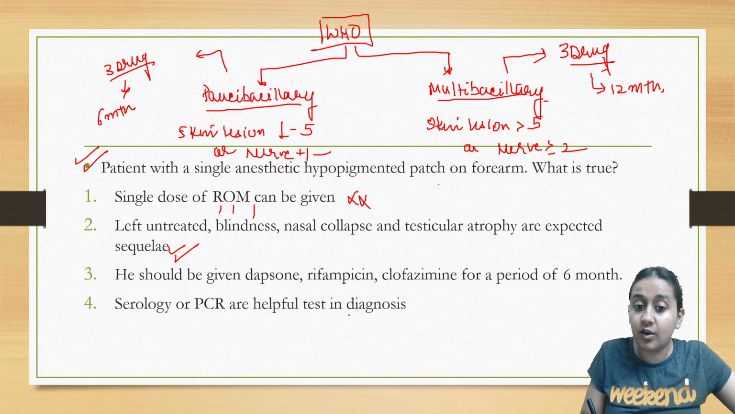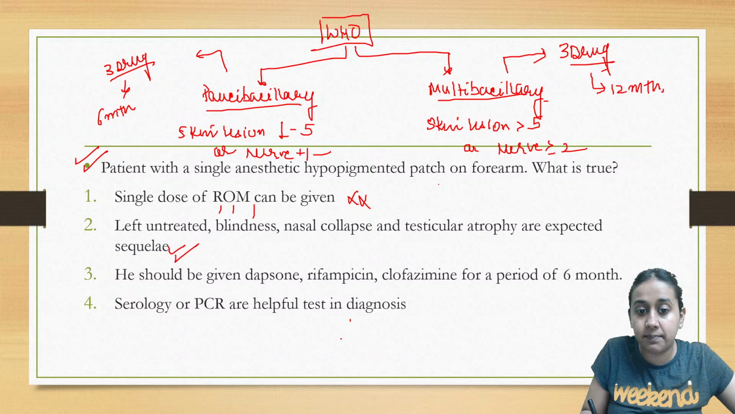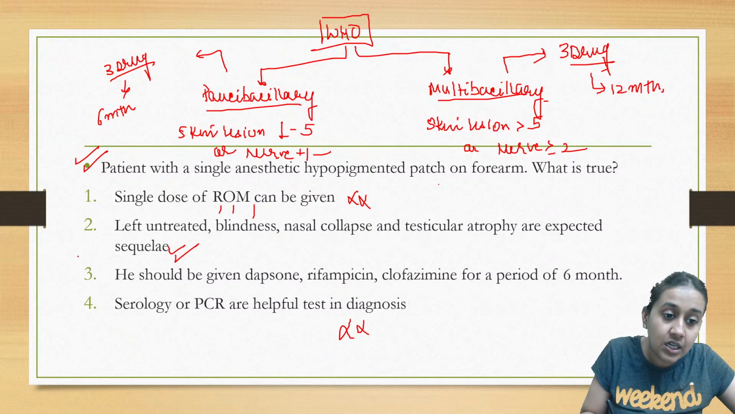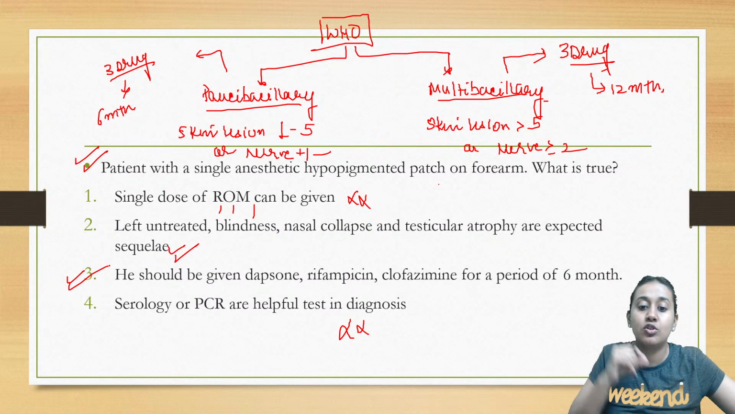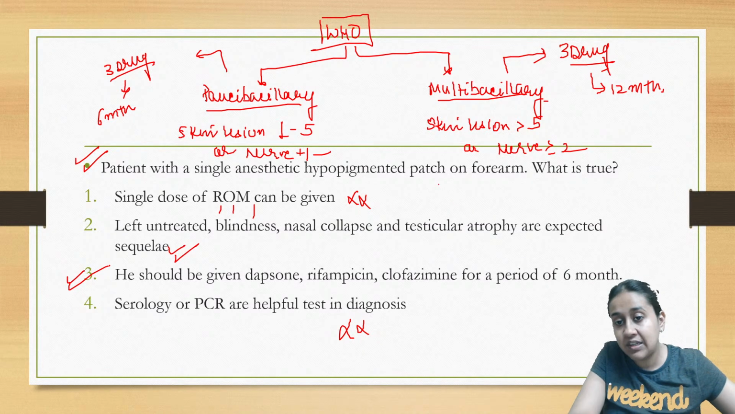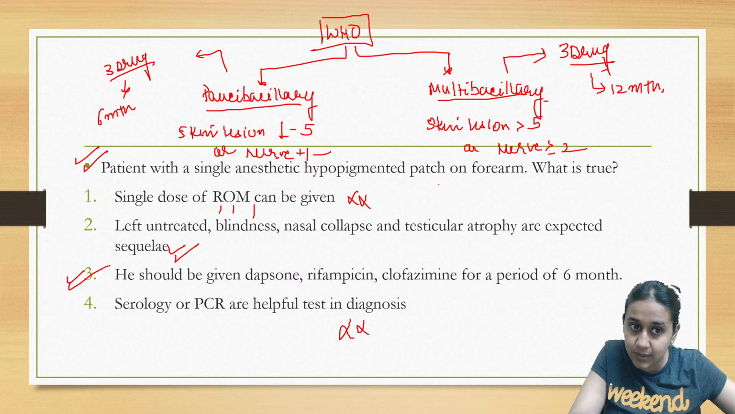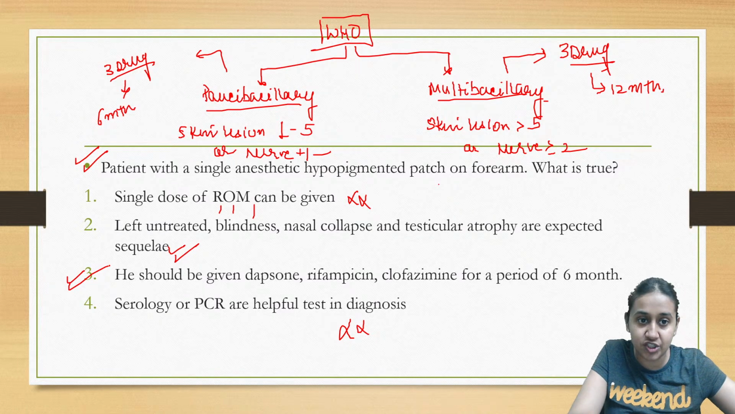Serology PCR is required for diagnosis. We have just now seen that it's a pure clinical diagnosis, so that is also wrong. The only correct statement is you have to give 6-month therapy with Dapsone, clofazimine and rifampicin. Clear everyone? Very easy, very simple question. Any doubts, please post on the chat section.